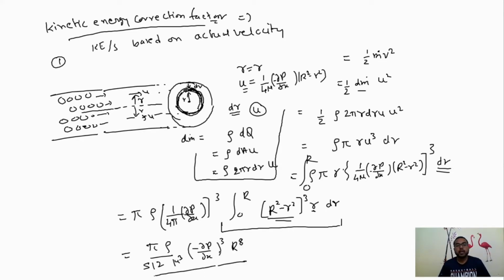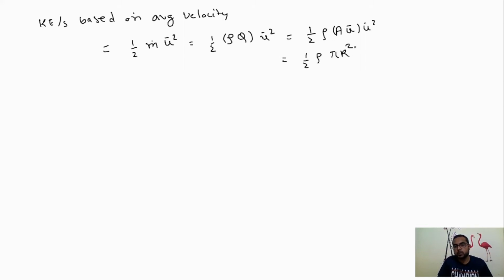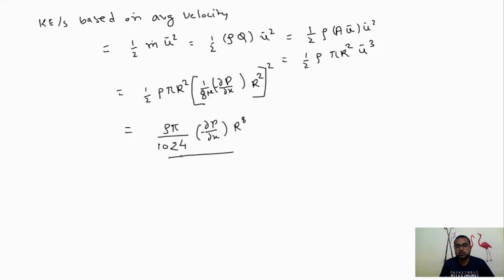Now calculate the kinetic energy per second based on the average velocity. What will be the kinetic energy? Half mass flow rate into U bar square. Put the mass flow rate as rho into Q, into U bar square. Half rho Q, where Q is nothing but area into U bar. So we get half rho pi R square, that is the area, and U bar. Put the value, and we get this term after simplification.